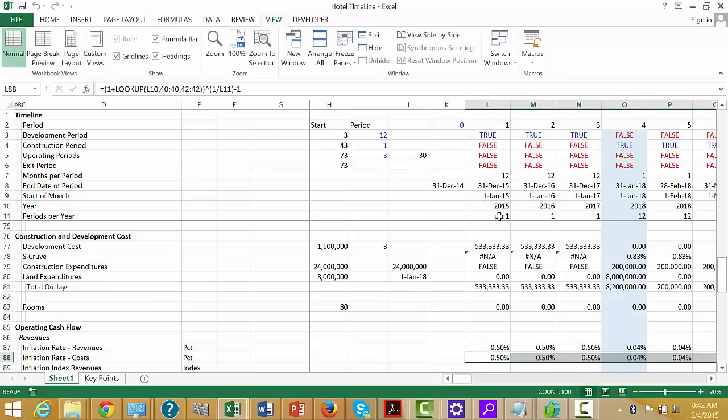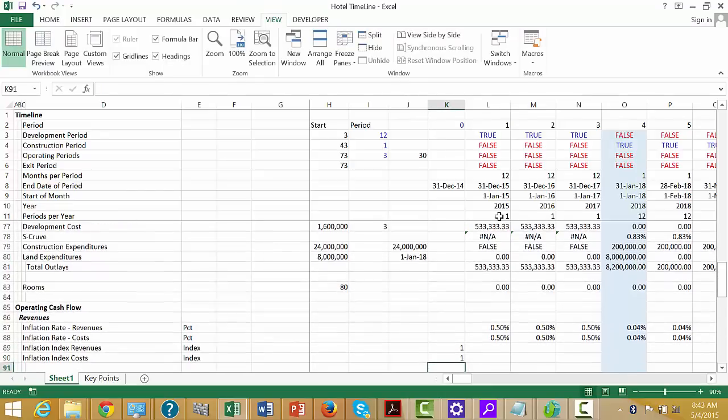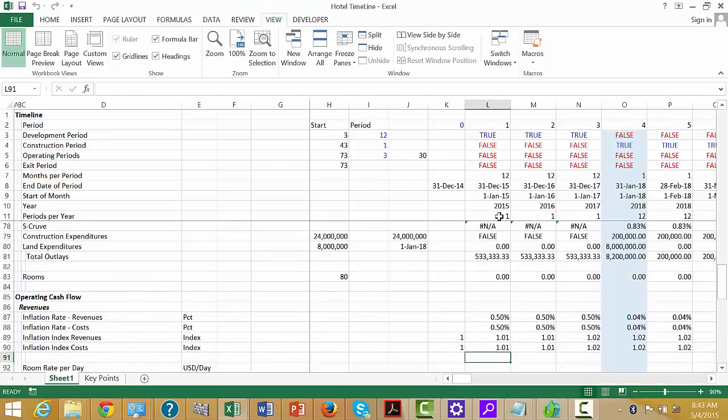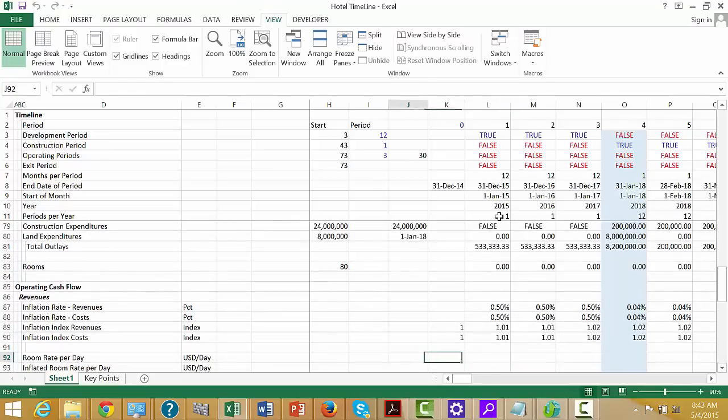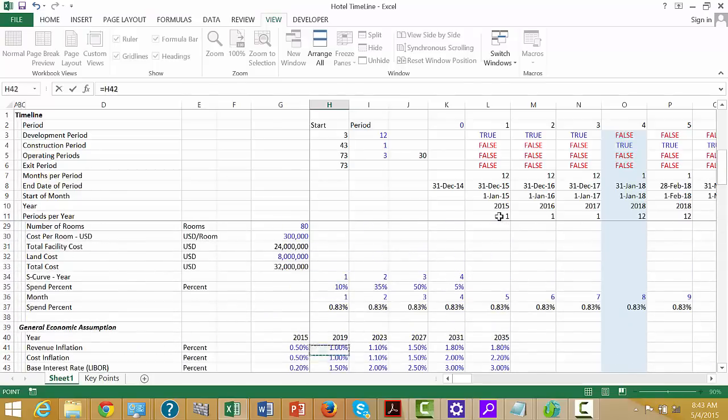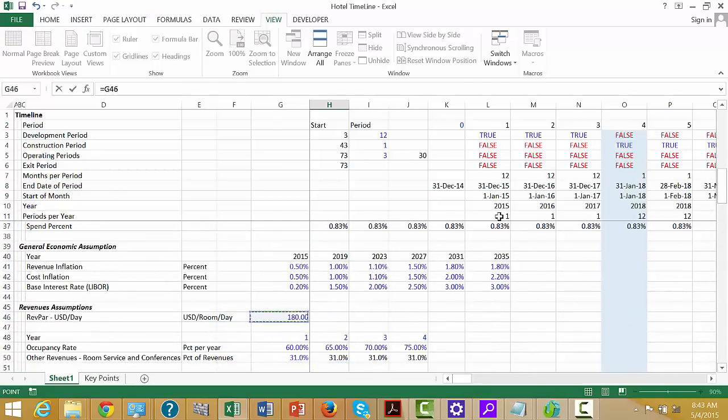Shift Control R, okay, and then if we're inflating from the very beginning, we just put our index. Now you could inflate from different periods, so this is our revenue index, and we put this one and multiply it by 1 plus this one. Shift Control 1, Shift Control R. And then our room rate per day, let's put that over here. What was the room rate per day? You noticed when we had the lookup, we couldn't do that. So we're getting there, okay?